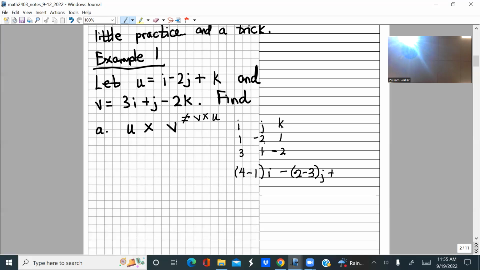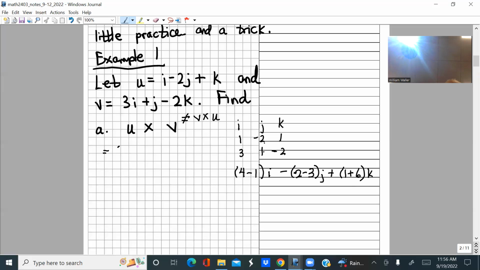Well, what's the next one going to be? Block out the k column then and do the cross product again. So you get 1 times 1 minus 3 times -2. So what is that? 1 times 1 minus 3 times -2 is -6, right? But you're subtracting, so that's going to be +6, right? So it's really 1 plus 6, right? And that becomes the coefficient of k. That's it. So there's your cross product.